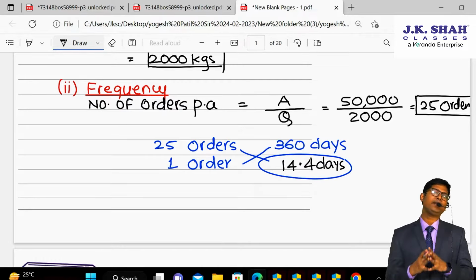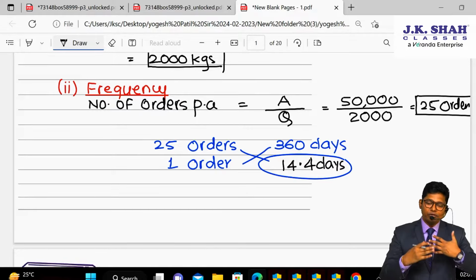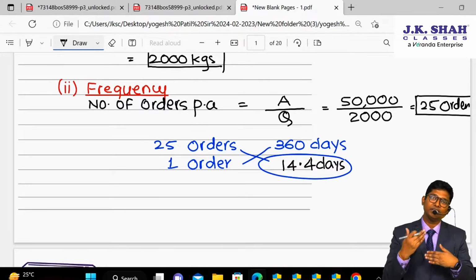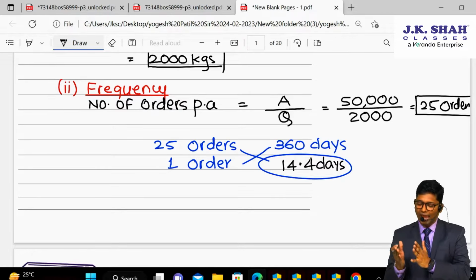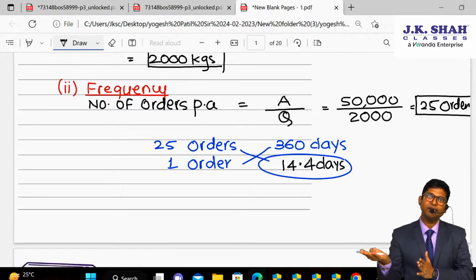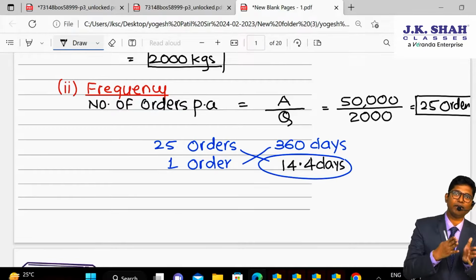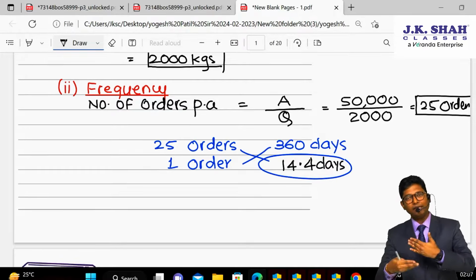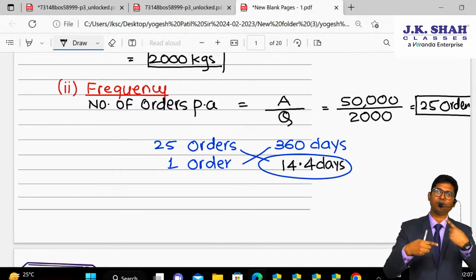Simply understand logically: once 2000 kgs are purchased, you are going to use those 2000 kgs for production for 14.4 days, and after that you will be placing a new order, and when that order gets delivered, immediately again you will be using that material for 14.4 days, and again you will be placing the next order. So this is the cycle which you are going to follow.